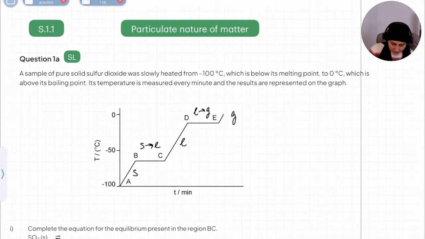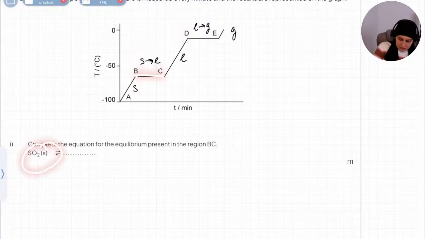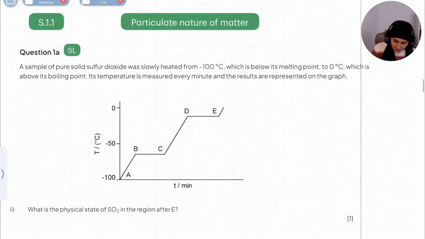Okay. Question. Complete the equation for the equilibrium present in the region BC. BC is what? We said that BC is solid to liquid. Well, it means that SO2 solid goes into SO2 liquid. Yeah, this is at equilibrium. So in the B to C region, you have both solid and liquid at equilibrium. What is the physical state of SO2 in the region after E? After E, it's a gas.